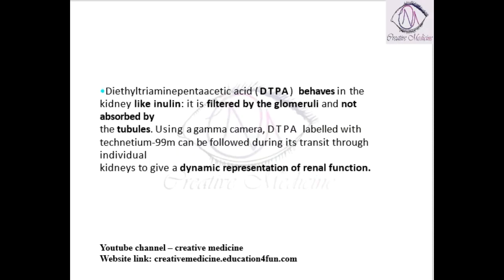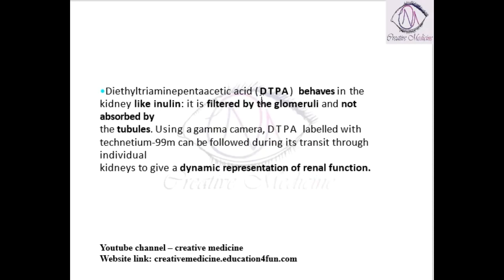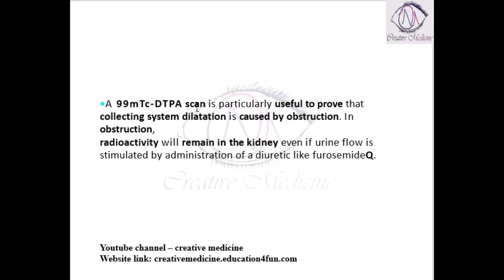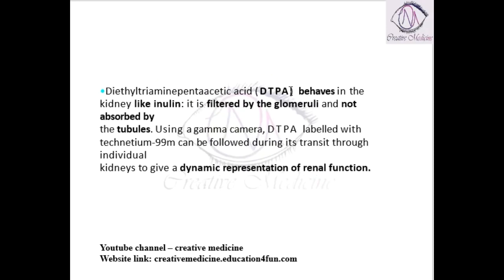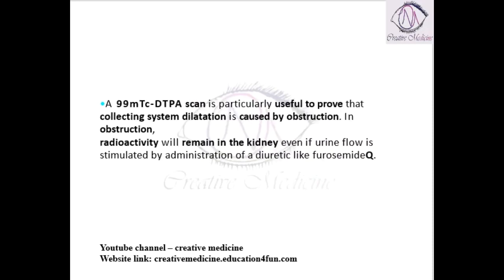So there are three different types of isotope renal scan. One, we have diethyl triamine pentaacetic acid, DTPA. The other scans are the dimercaptosuccinic acid scan, and also the sodium orthoiodohippurate scan can be used.